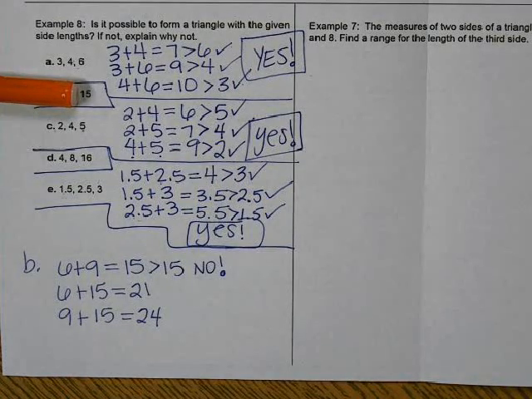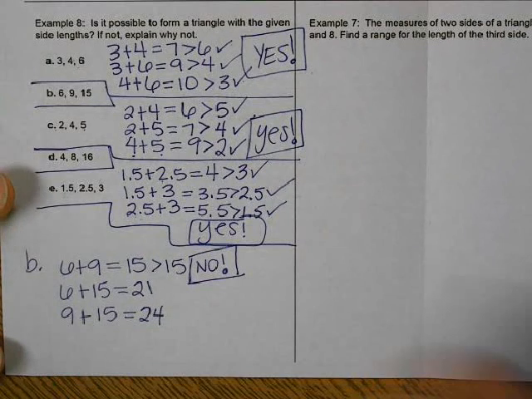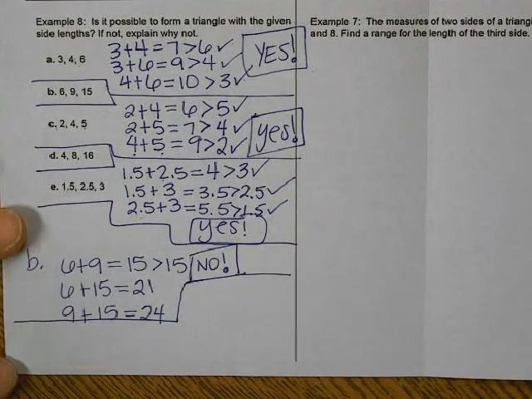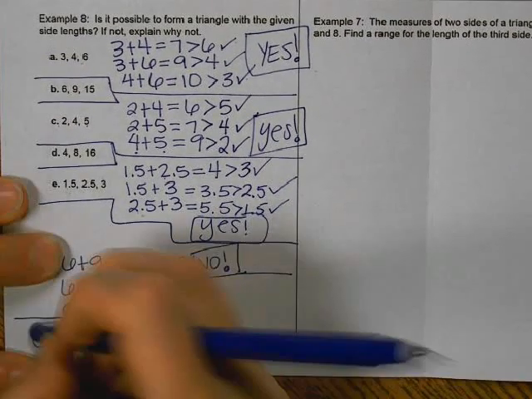So if one of them doesn't work, then we're going to say that it does not make a triangle. So B is no. And then I went and wrote nice and large. Alright, let's look at E. So E says, not E, it's D, isn't it?